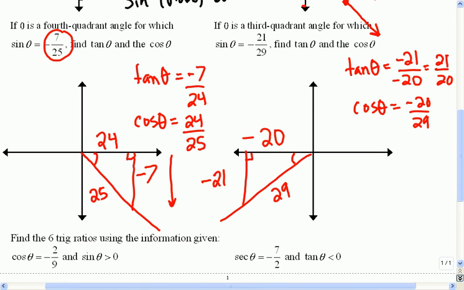Okay. Now, sorry, I'm in your way. Now, I'm not sure what could be funnier than picking all 6 trig ratios, but that's just frankly boring. Let's just do the 3 for sine, cosine, and tangent.